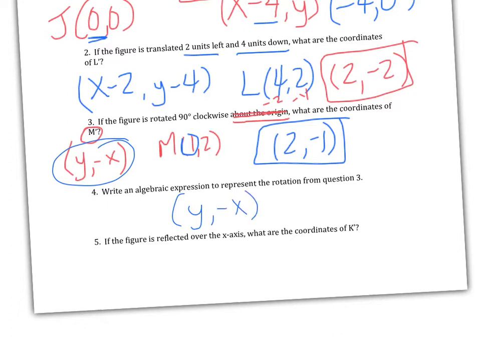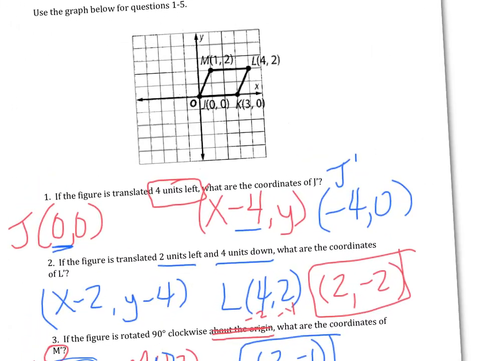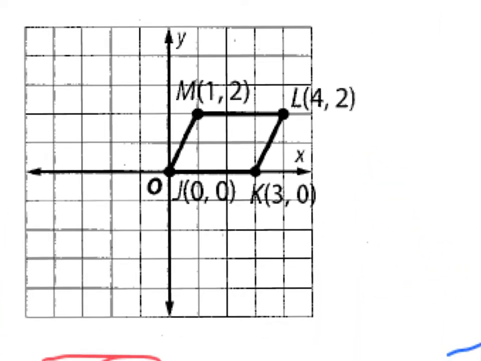If the figure is reflected over the x-axis, what are the coordinates of K? Well, if we reflect over the x-axis, our x's are going to stay the same, and our y's are going to change to the opposite sign. So K right now is 3, 0. So our x's would stay the same and our y is going to change signs, but actually it turns out that that's going to stay a 0 because you can't have a negative 0. And it makes sense on this graph right here because right here is 3, 0, and if you reflect across the x-axis, it's going to stay exactly where it is.